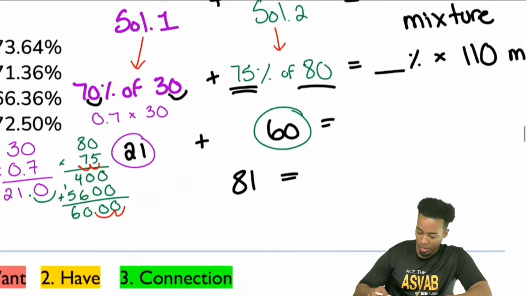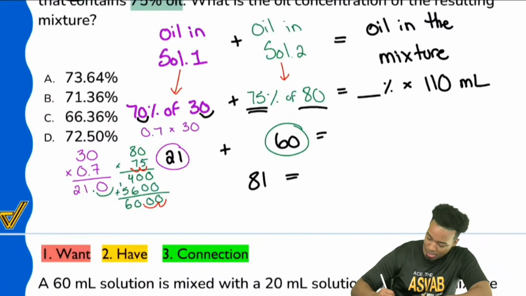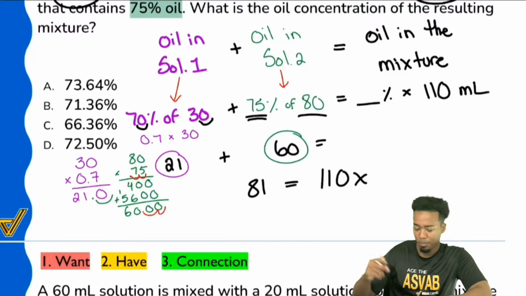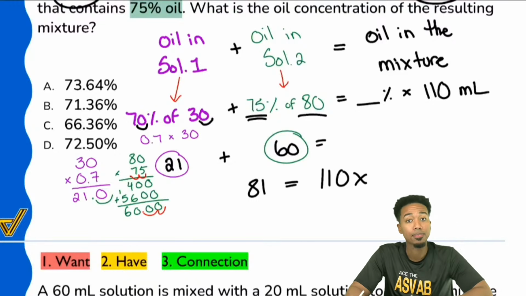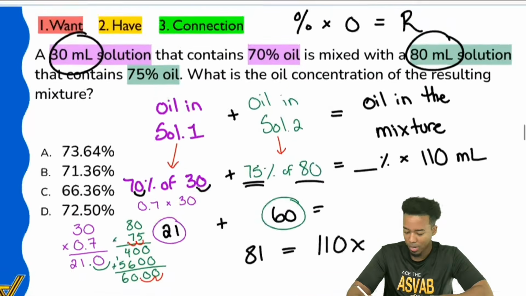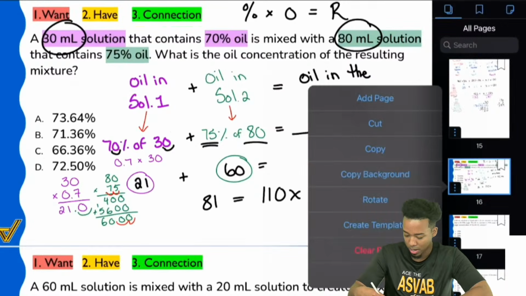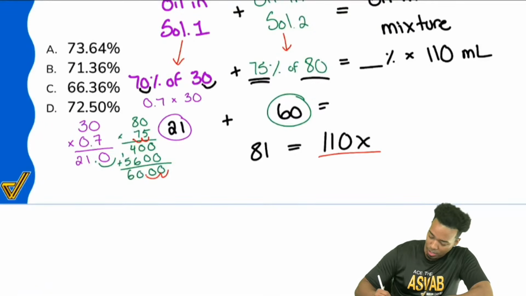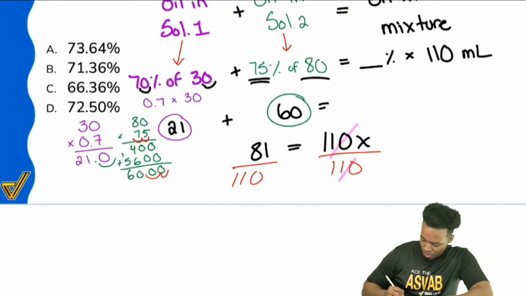Cool. So now that we're here, we have 81 equals that mysterious percent multiplied by 110. And so basically what we're saying is, the percentage x times 110. So we can just change that to 110x. But either way, everybody, what do we have to do to both sides? Right. Either way, we have to divide both sides by 110. So let me add another page here just in case we need any more room. But yeah, we're going to divide both sides by 110. And that's it, guys. That is it. We have 81 divided by 110.